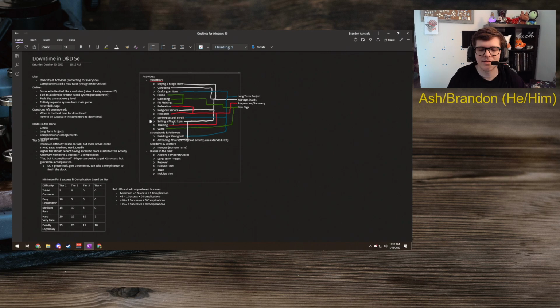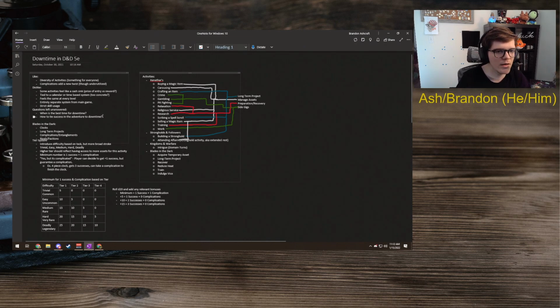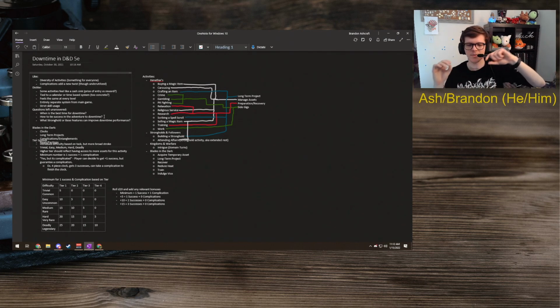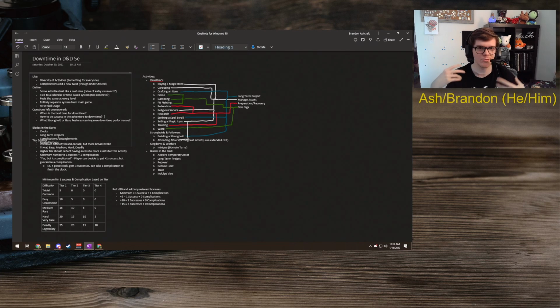And then add on the use of a library and whatever that may mean for them. What stronghold or base features can improve downtime performance? So I wrote that question down because there's going to be a section on, if you have access to a library, you get a +1 success in these activities. Like scribing a spell scroll, because you'll have access to writer's tools and hopefully magical ink and everything else.